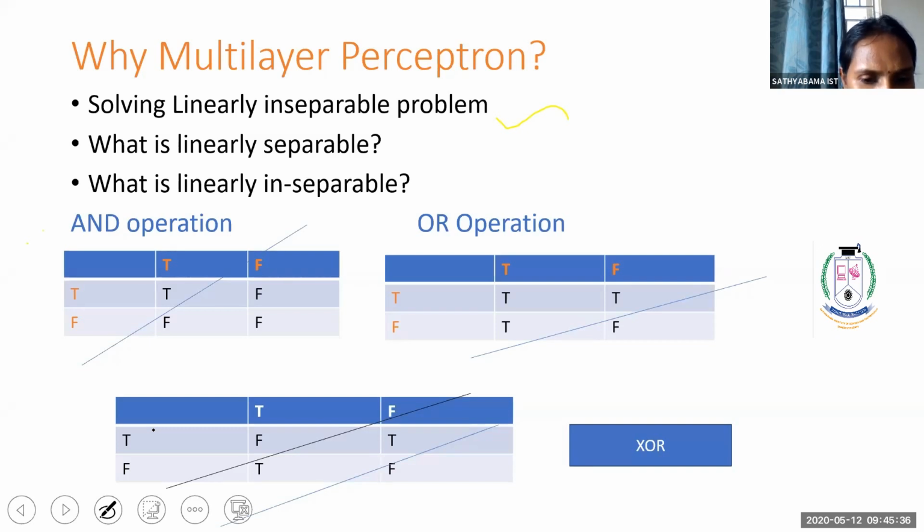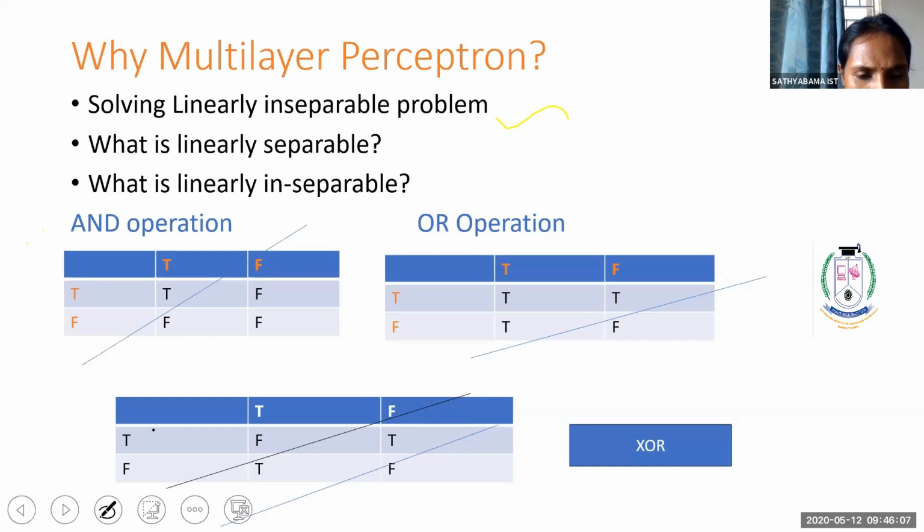Now, come to our topic, right? The linearly inseparable problem. What is the linearly inseparable problem? Take an example of the XOR operation. In this XOR operation, look at the truth table. It means OR, not AND. That is what is called XOR, right? If both the values are true, then it is false, and if both the values are false, then it is also false. The remaining combinations are true.